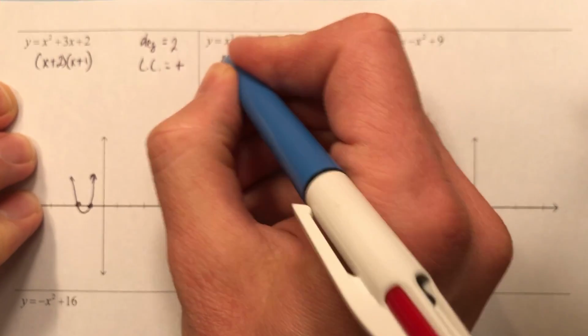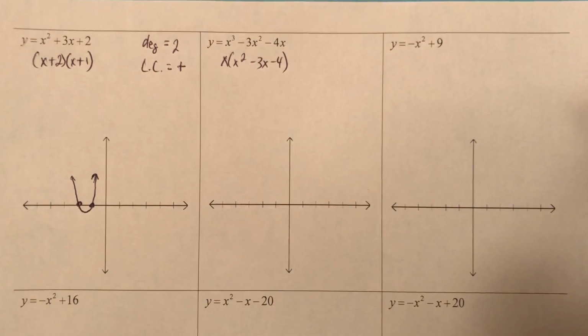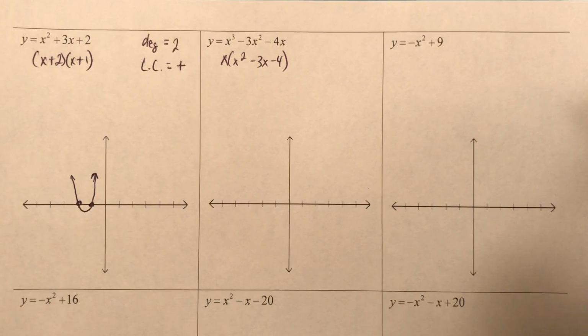Let's factor. Let's factor out a GCF here, x squared minus 3x minus 4. Okay, at some point in this, you're going to start realizing, well, I can do these and I don't need his help.